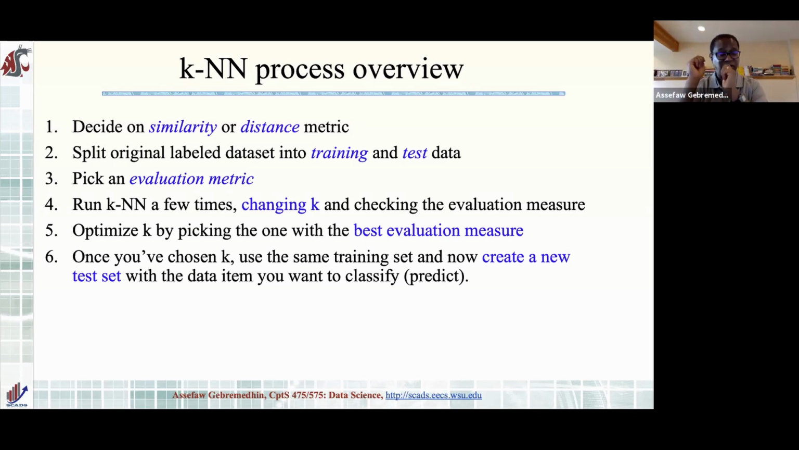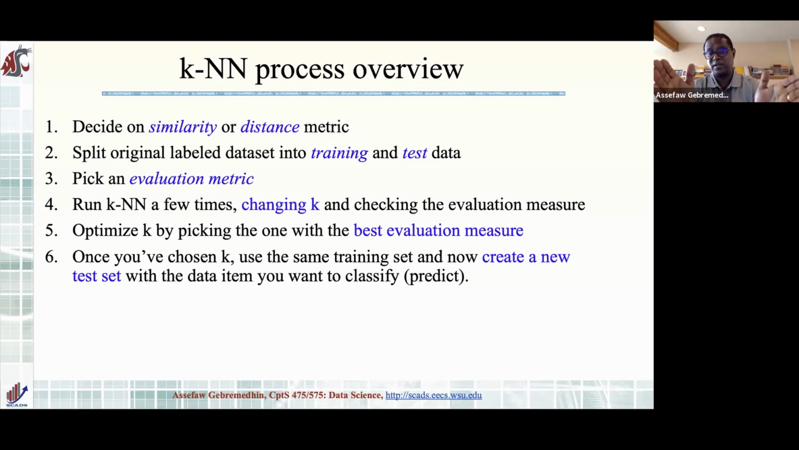Now for our classification, where p-value or R squared doesn't make sense, we have some other things. So we use some metric that we have decided on to find out how our method is doing. And so we now pick a k that has given us the best. We don't want to pick the k that has given us the worst, or something that is not as good as one other thing, right? So we optimize for k by picking the one that has yielded the best evaluation measure.